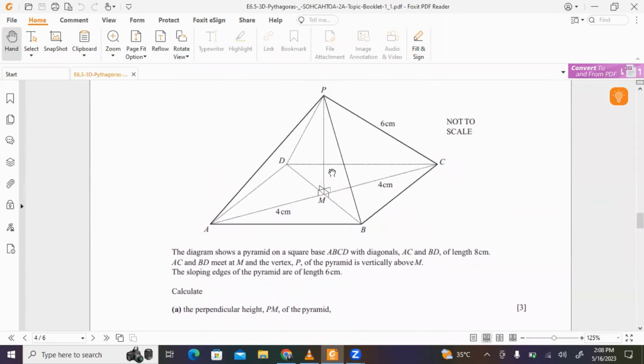So first, to calculate the height PM, you can easily use Pythagoras in this right angle triangle. It's going to be 6 squared equals PM squared plus 4 squared. So PM squared is 36 minus 16, which is 20. Then we do the square root, which would equal 4.47.